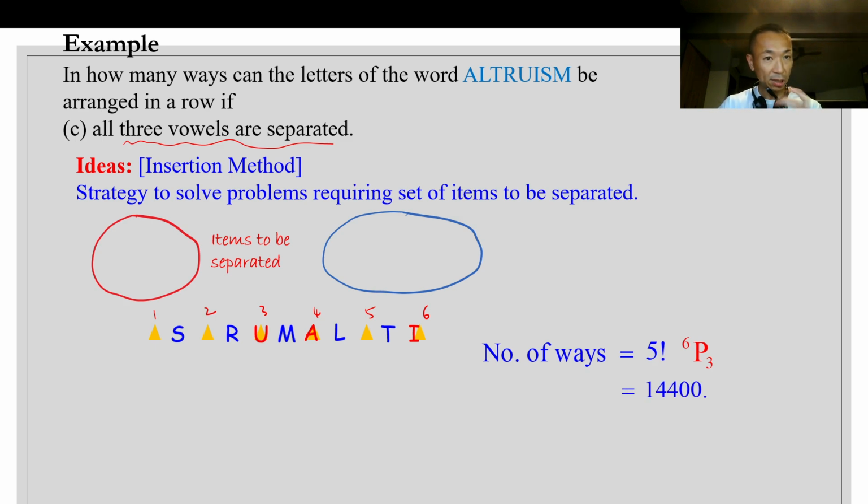I hope this insertion method you can use, you will use it, and this is a very classic example of how we use the insertion method. Thank you.